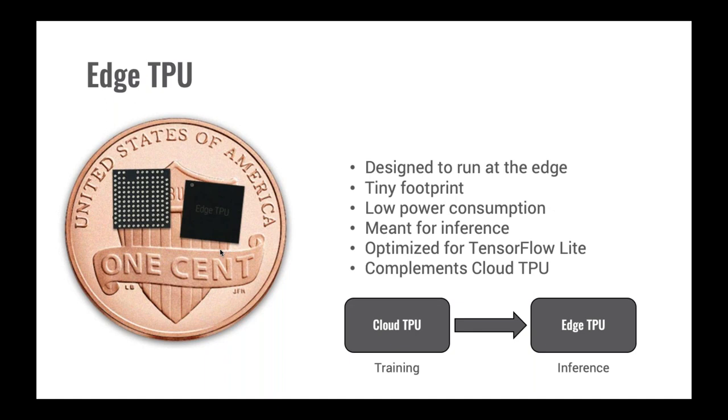Now, Google is not sitting quiet. Google definitely wants to bring its TPU power all the way to the edge, and that's the reason why they designed Edge TPU. So an Edge TPU complements an edge gateway or an edge device by accelerating or speeding up inference running locally, running at the edge. So it complements cloud TPU.